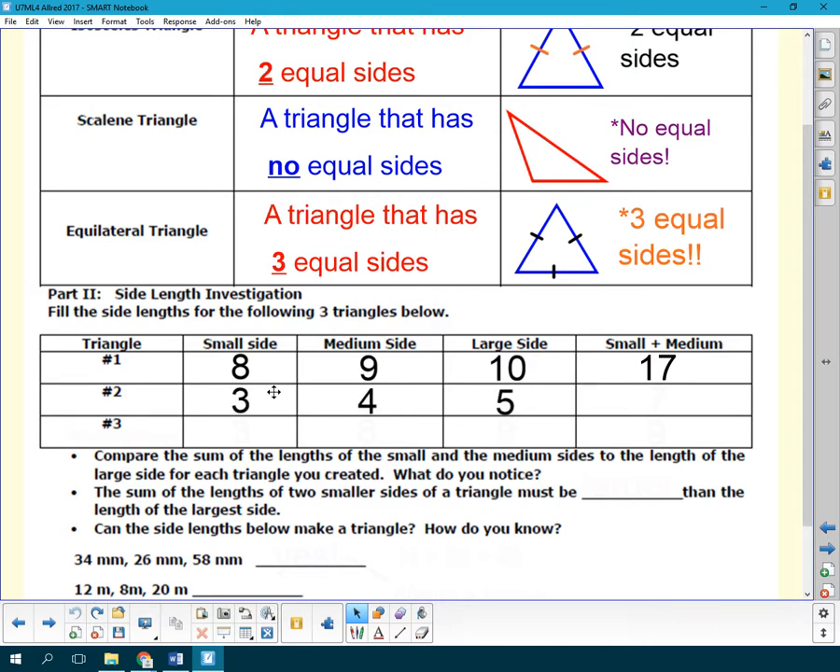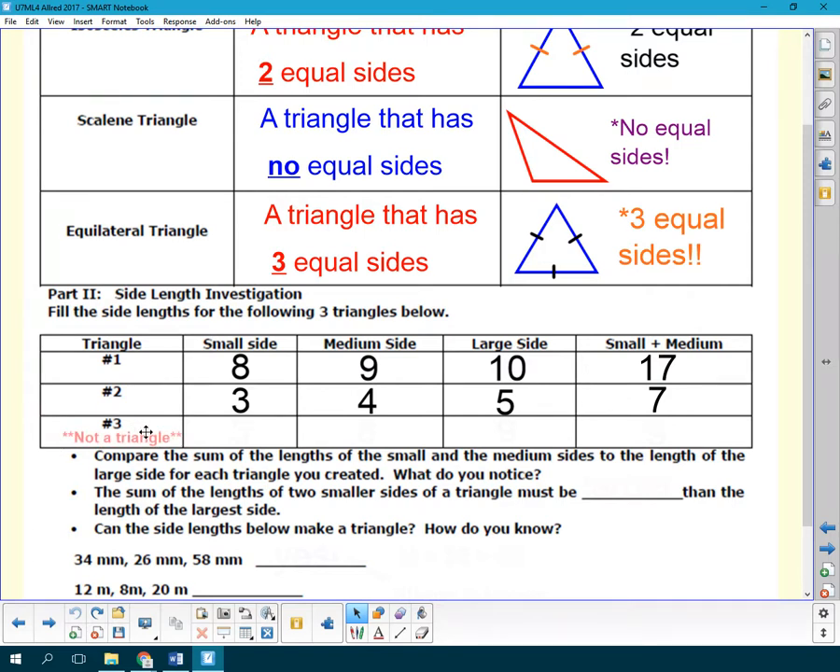You don't really see these triangles. I just want you to write these numbers now. If you add the small side and the medium side, you do get 7. 3 plus 4 is 7. 8 plus 9 is 17. Both of these sets of side lengths would create triangles. They make triangles. Those work. They're all scalene, but they work as triangles.